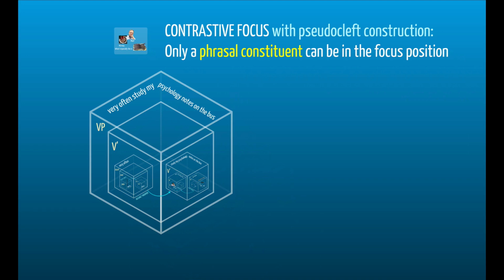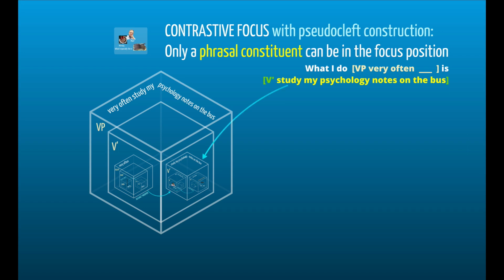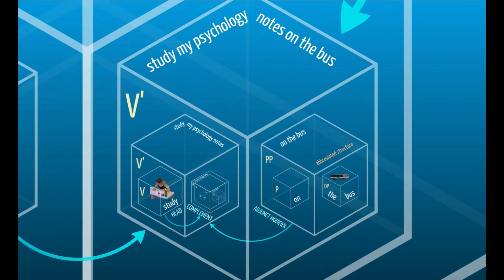So let's look now at how this works with our VP structure. What I'm going to do is start out with a pseudocleft template for focusing on a part of a VP. This will have what I do, followed by a fragment of the VP, and then a form of the verb be, and the part of the VP that I want to put in focus. What I do very often is study my psychology notes on the bus. This is a perfectly well-formed sentence, and the fragment of the VP that is in focus is indeed a phrasal constituent in our model, as it is wholly contained in a V-bar part that contains nothing else.